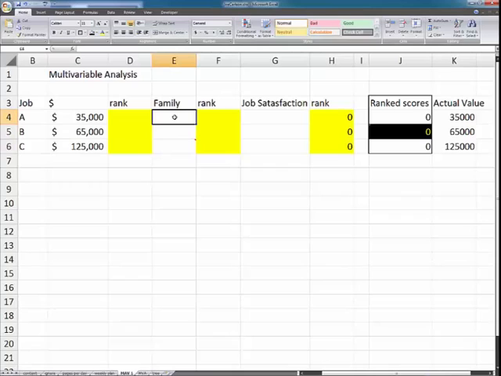I'm a family man, and I had other things to consider other than the dollars. I had to consider the dollars as a family man, I had to consider the family, and I also took into account job satisfaction. So these are the multiple variables that I am analysing.